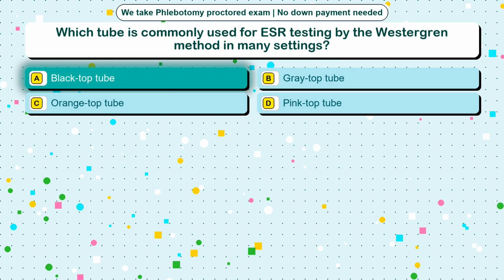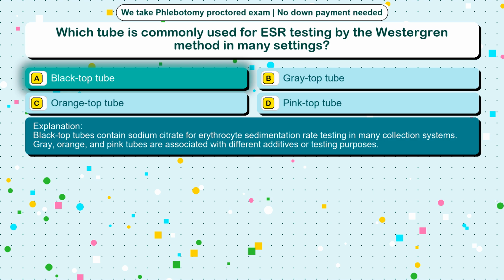Black top tube. Black top tubes contain sodium citrate for erythrocyte sedimentation rate testing in many collection systems. Gray, orange, and pink tubes are associated with different additives or testing purposes.